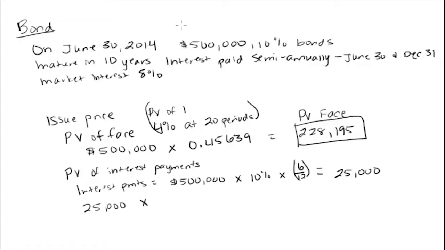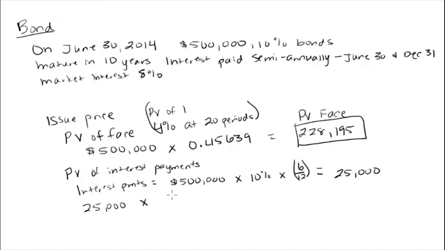No, so we have to wait till the next one. So this looks like an ordinary annuity. It's at the ends. So you're going to flip back to your present value of an ordinary annuity table, and you need to find the factor.